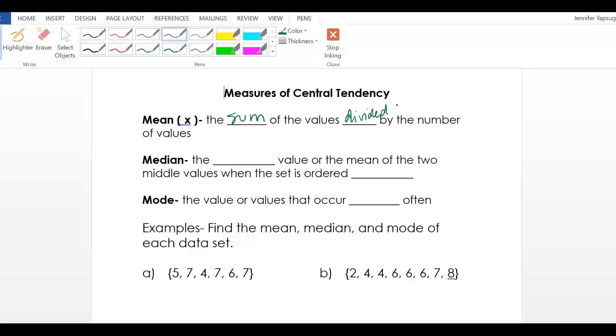Now the median is going to be the middle value. And that's the mean of the two middle values if you have an even data set when the set is ordered numerically. So when you put your numbers in order from least to greatest, which one is in the middle? And then finally the mode, that is the value or values that occur most often.